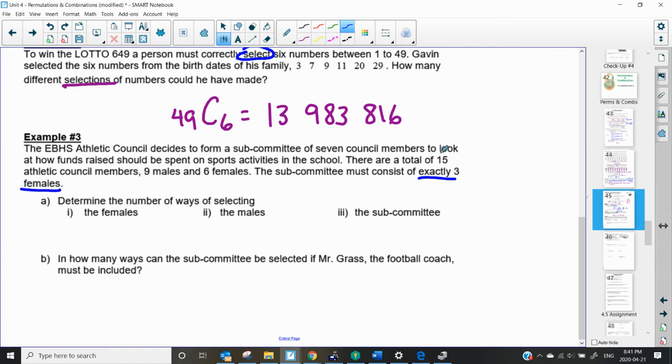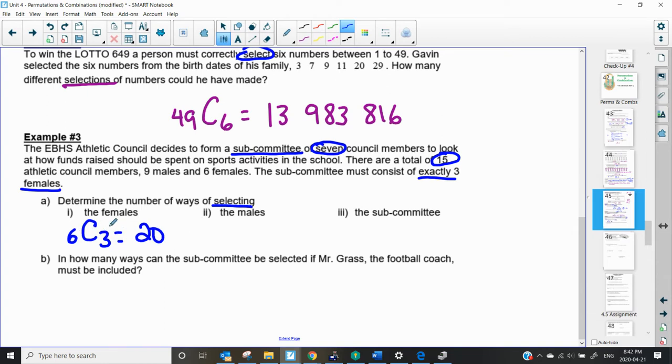So we have 15 council members. We're forming a subcommittee. This is different than an executive committee. A subcommittee just means that we're making a committee out of a committee that already exists. And so everybody is still an equal member, and we're choosing 7 council members. So the first question says to determine the number of ways of selecting 3 females. So order does not matter. We have 6 females, and the rules say we need exactly 3 females, so we're going to choose 6 choose 3. And 6 choose 3 is 20.